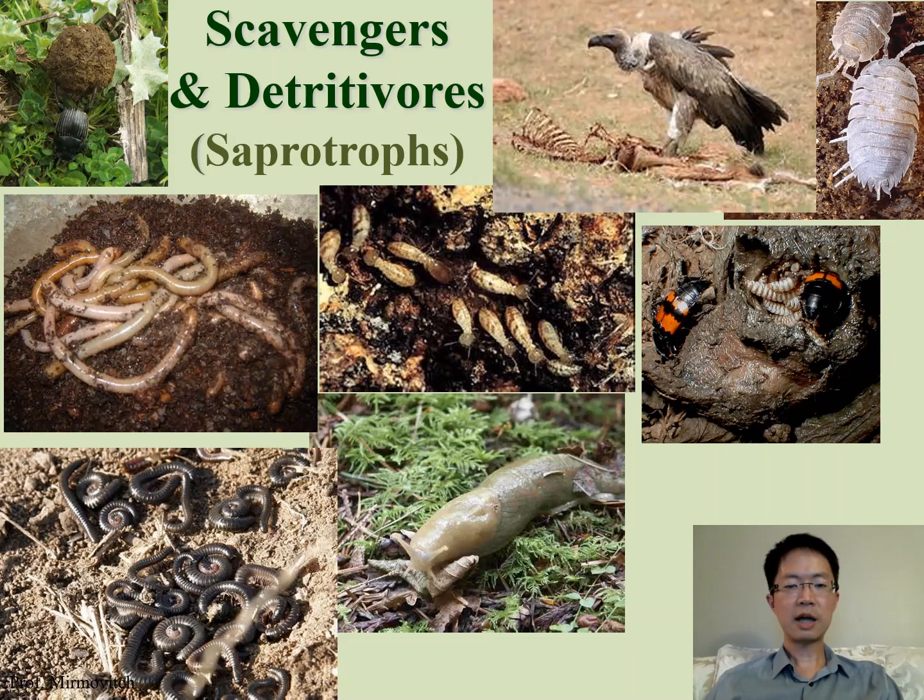Scavenger or detritivore, saprotroph or decomposer. They should put decomposer here, because we used the word decomposer in the previous slides, so try to be consistent. Decomposer, so they are scavenger or detritivore. Saprotroph, so they eat dead or decay matter.